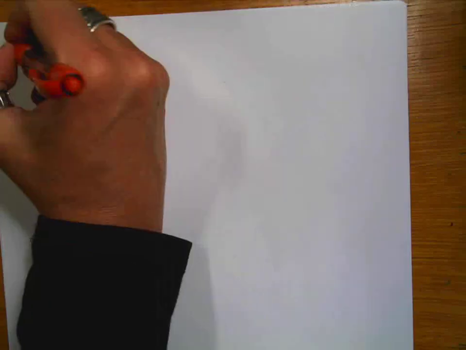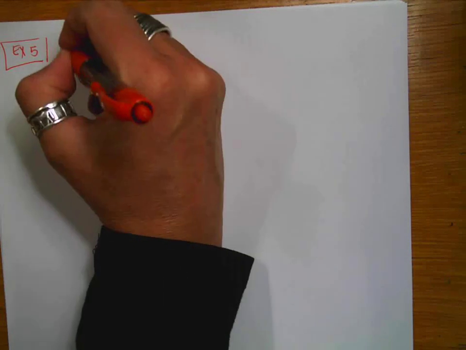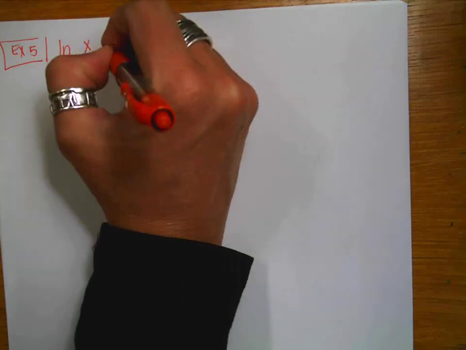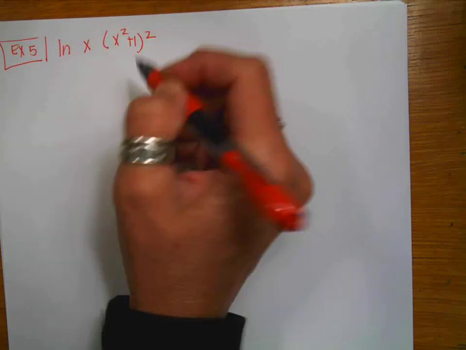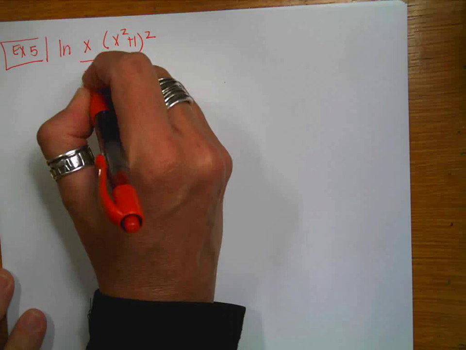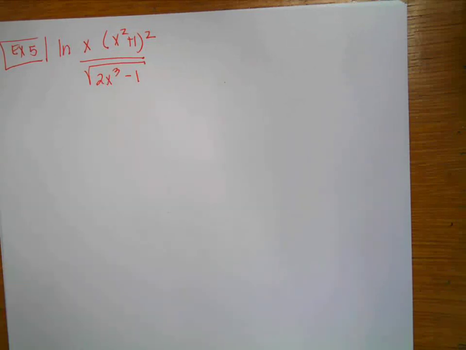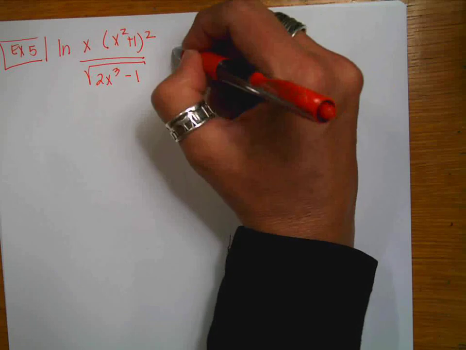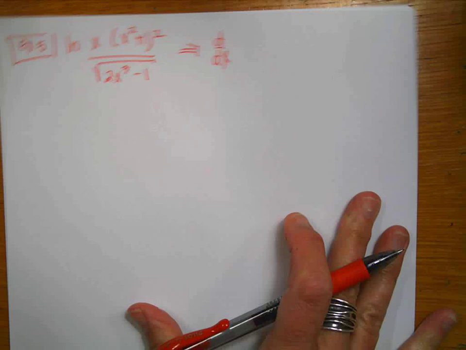All right, let me go to a different page as we start our next example. So example number 5 is going to be the natural log of x times x squared plus 1 squared over the square root of 2x cubed minus 1. And I want to find the derivative.